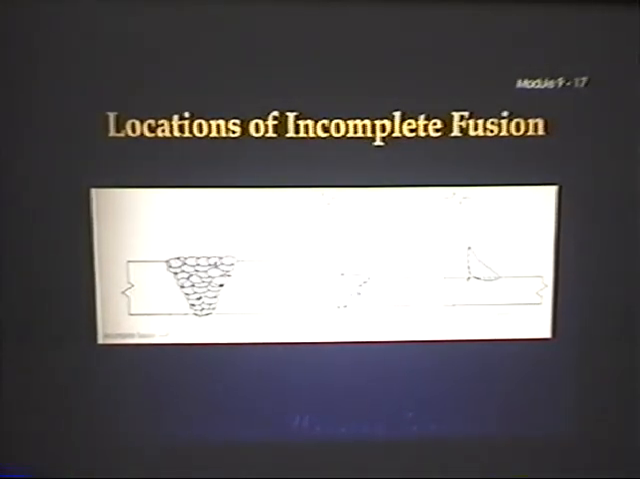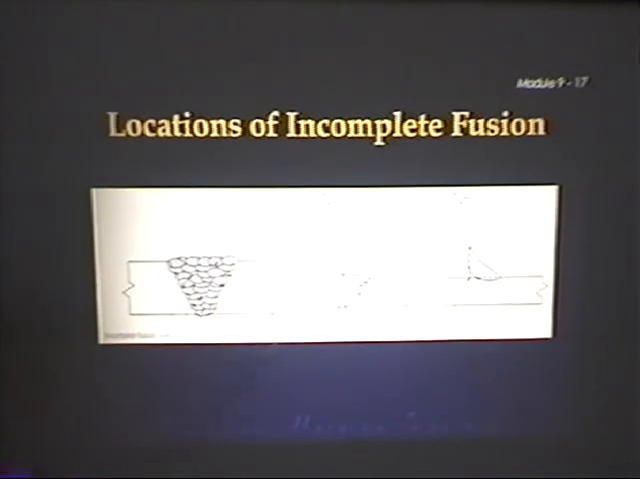If you have incomplete fusion, here's some examples of it. This is a V groove, and it could be pipe or plate. And these are all weld beads that the guys put on here. And you can see a void right here. Well, that's incomplete fusion. Here's another void right here, incomplete fusion. Another void, incomplete fusion. Here's one along the shoulder of the bevel, incomplete fusion.